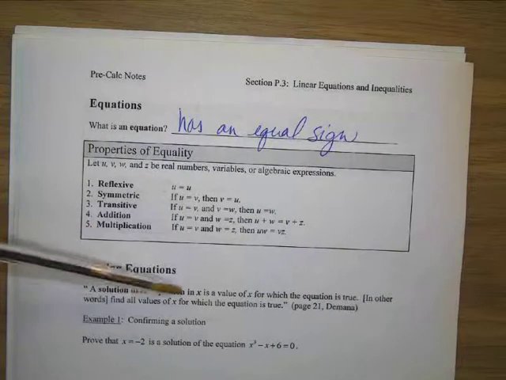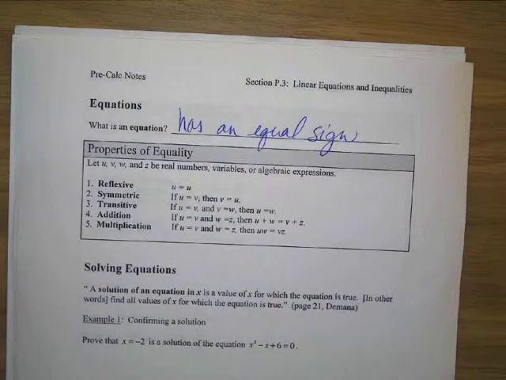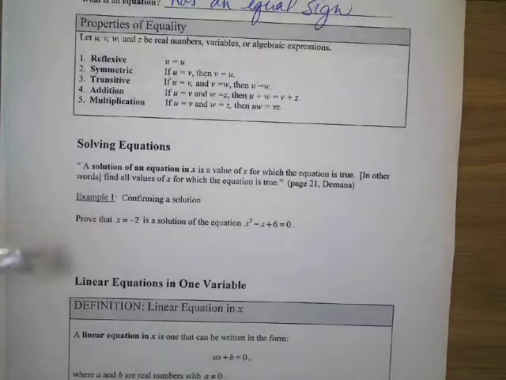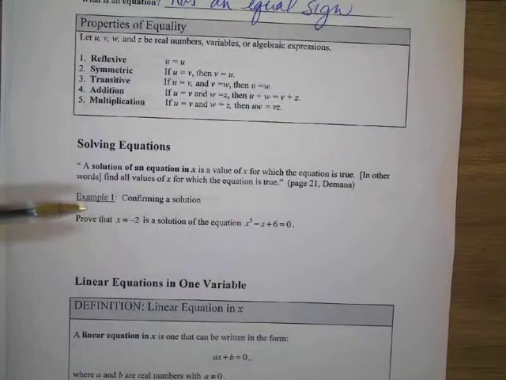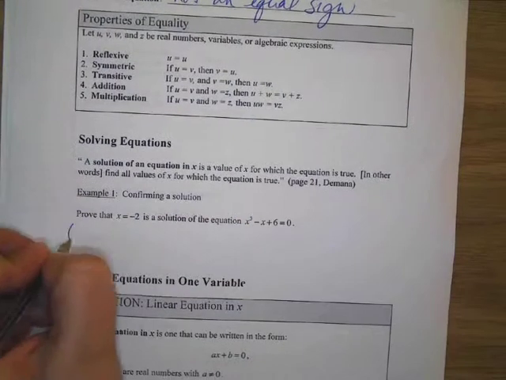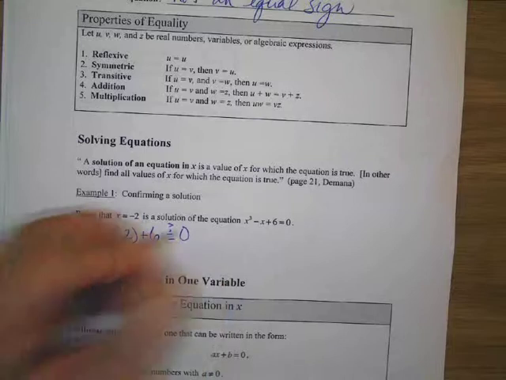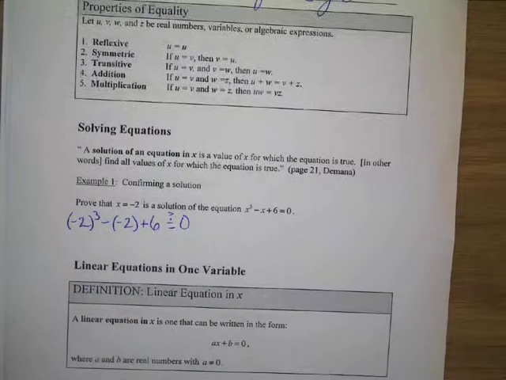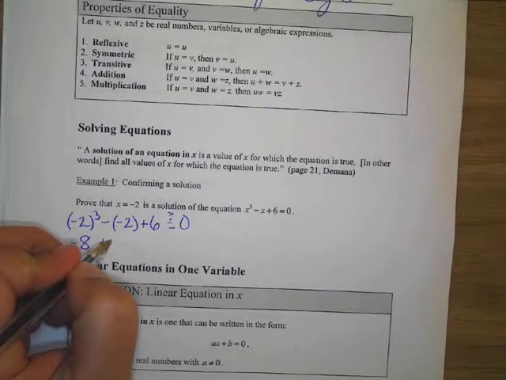The solution of an equation in X is the value for X that makes the equation true. I think we know this. And here's how you confirm a solution. We want to show that -2 works in this equation for X. So what are we going to do? Plug it in. So we have -2 cubed minus a -2 plus 6. And I want to know, does that truly equal 0? What's -2 cubed? -8. Good. I'm glad you said the negative. Negative, negative? A negative, a negative makes a plus.